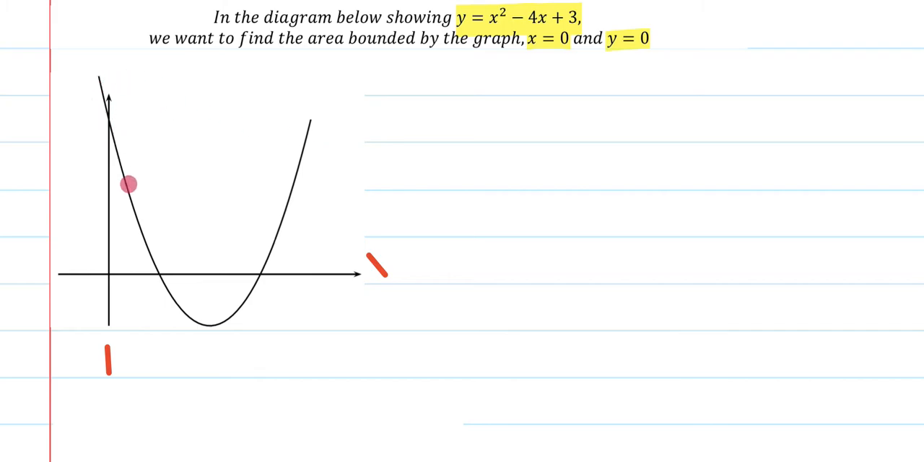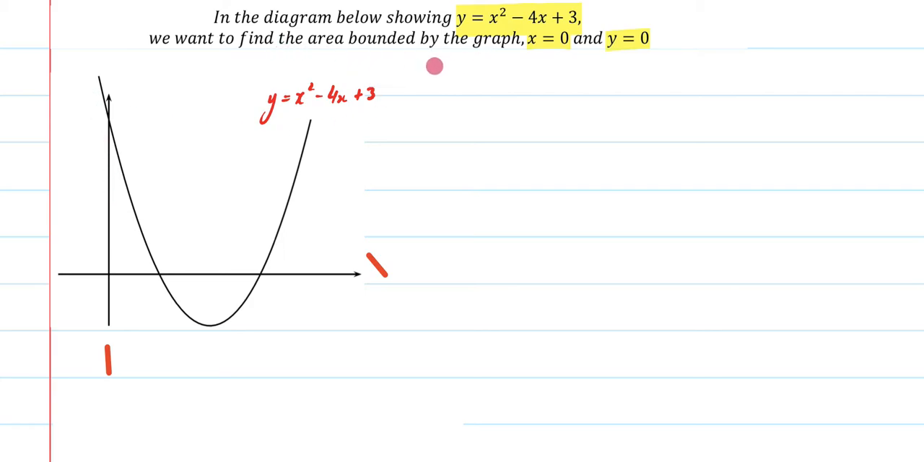So here is our graph, and this right here is what we're being told is y equals x squared minus 4x plus 3. Let's just label that. This is y equals x squared minus 4x plus 3. So this one right here.